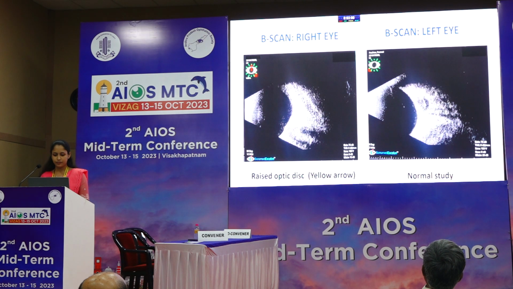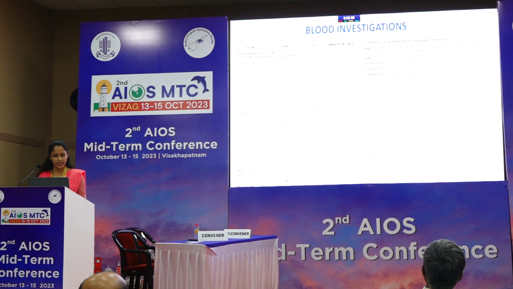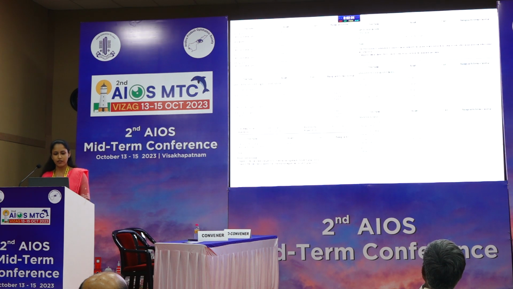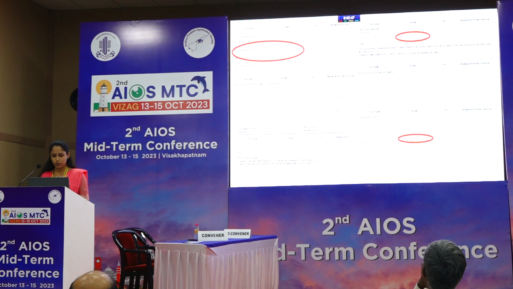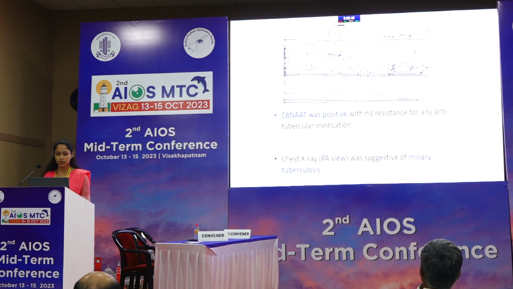On blood investigation, the patient had elevated ESR with microcytic hypochromic anemia, and CRP was elevated. Viral markers were negative, sputum for AFB was negative, and the Mantoux test was negative, but CB-NAT was positive with no resistance to any anti-tubercular medication. Chest X-ray was suggestive of miliary tuberculosis.